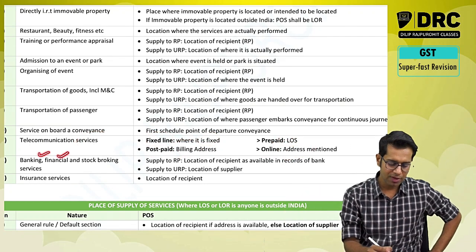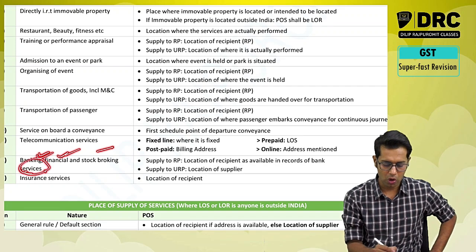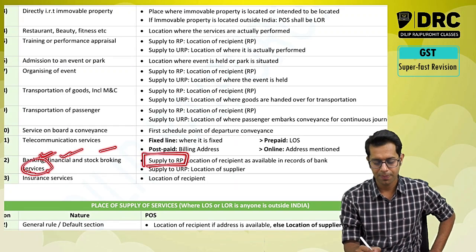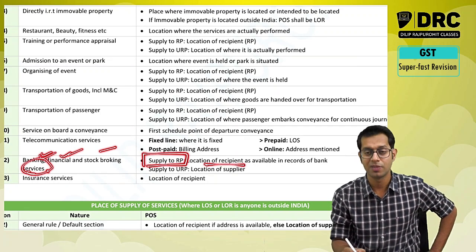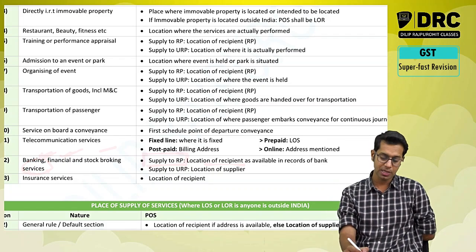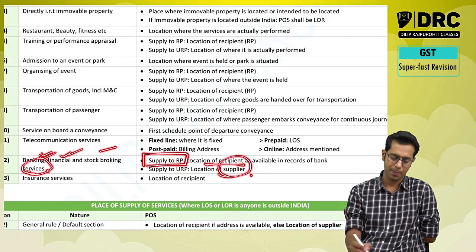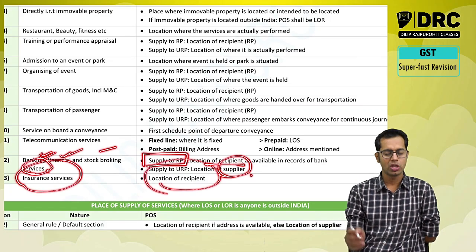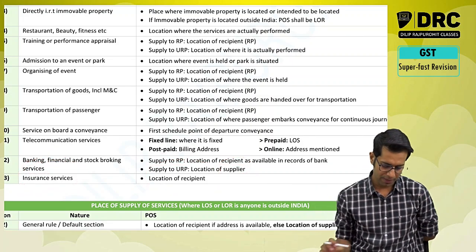In case of banking company, financial institutions and stock broker services, if the services are supplied to a registered person, the location of registered person will be taken as place of supply. If it is to an unregistered person, location of supplier will be taken as place of supply. In case of insurance services, the location of recipient will be taken as place of supply.